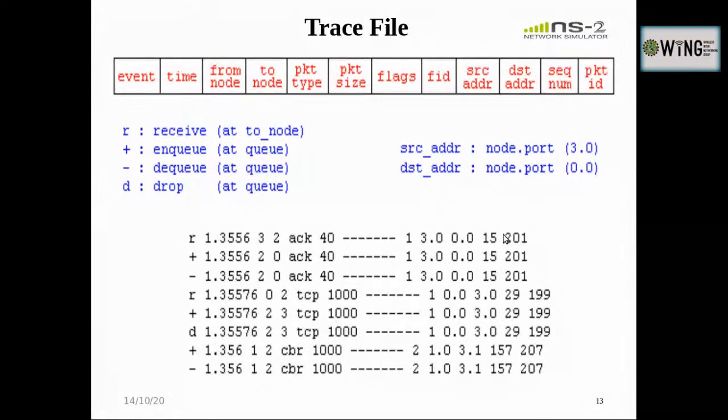The last field is called packet ID. What is the meaning of packet ID? An individual ID is given to each and every packet. That's called the packet ID. So these are the various fields. How many fields can we have in a trace file? Totally 12 fields. Which are those? Event type, like receive, enqueue, dequeue, drop; time, the simulation time at which the data has been sent; from node to node; packet type; the size of the packet; the flags, default flags; followed by the flow ID; the sender address, destination address; sequence number; and packet ID for avoiding duplication of packets.